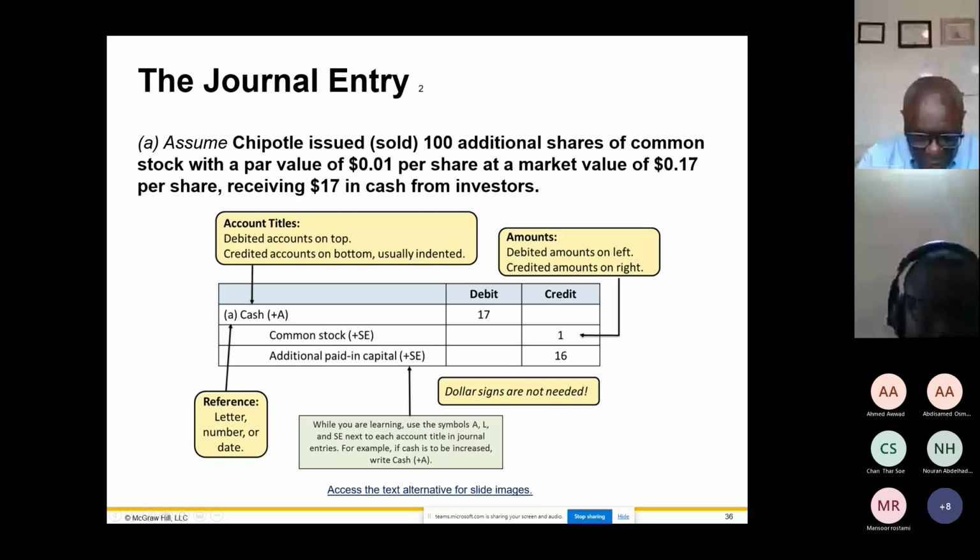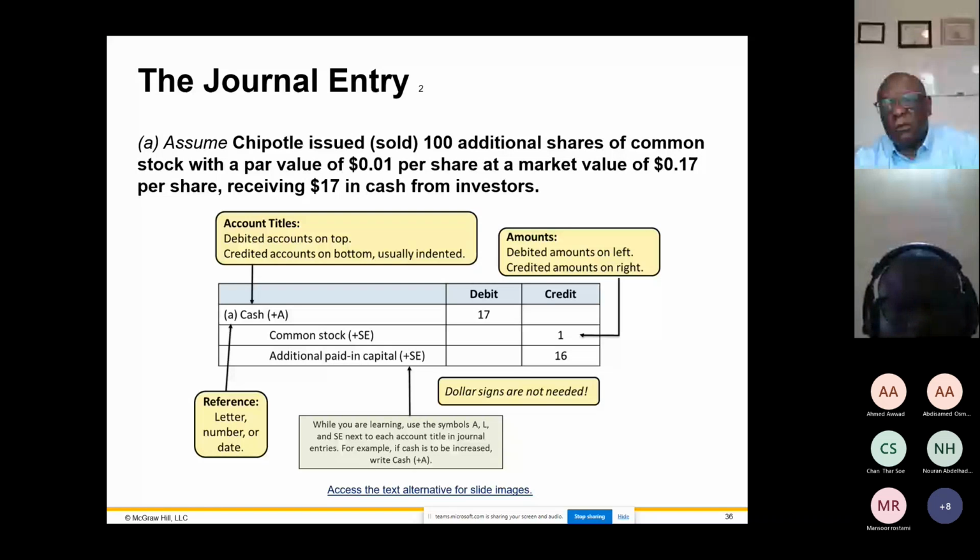Who can give us a very good reason? Because in this case, the market value is more than the par value. That is how it's supposed to be. But at times, there may be a situation where the par value is 0.17 and the market value is down to 0.09, less than the par value. Who can give us a reason why it can be so? As the company is losing. Yeah, the company is losing. What are they losing? The company is losing, that is correct.